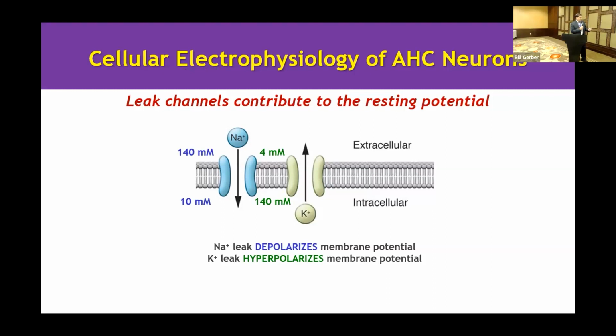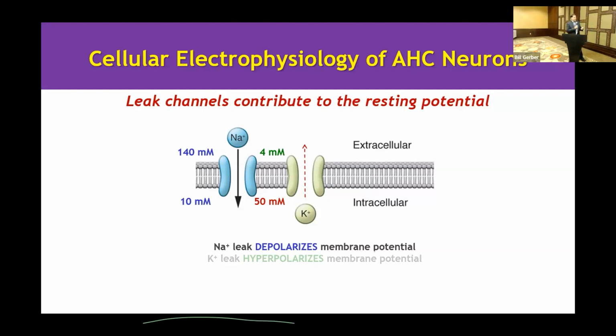Now I'm going to just change my cartoon there and show you that now instead of 140 of potassium inside the cell, it's only 50. That changes everything. That reduces the power that potassium has to get out of the cell, or the driving force, and that's going to limit its effect on polarizing the membrane.